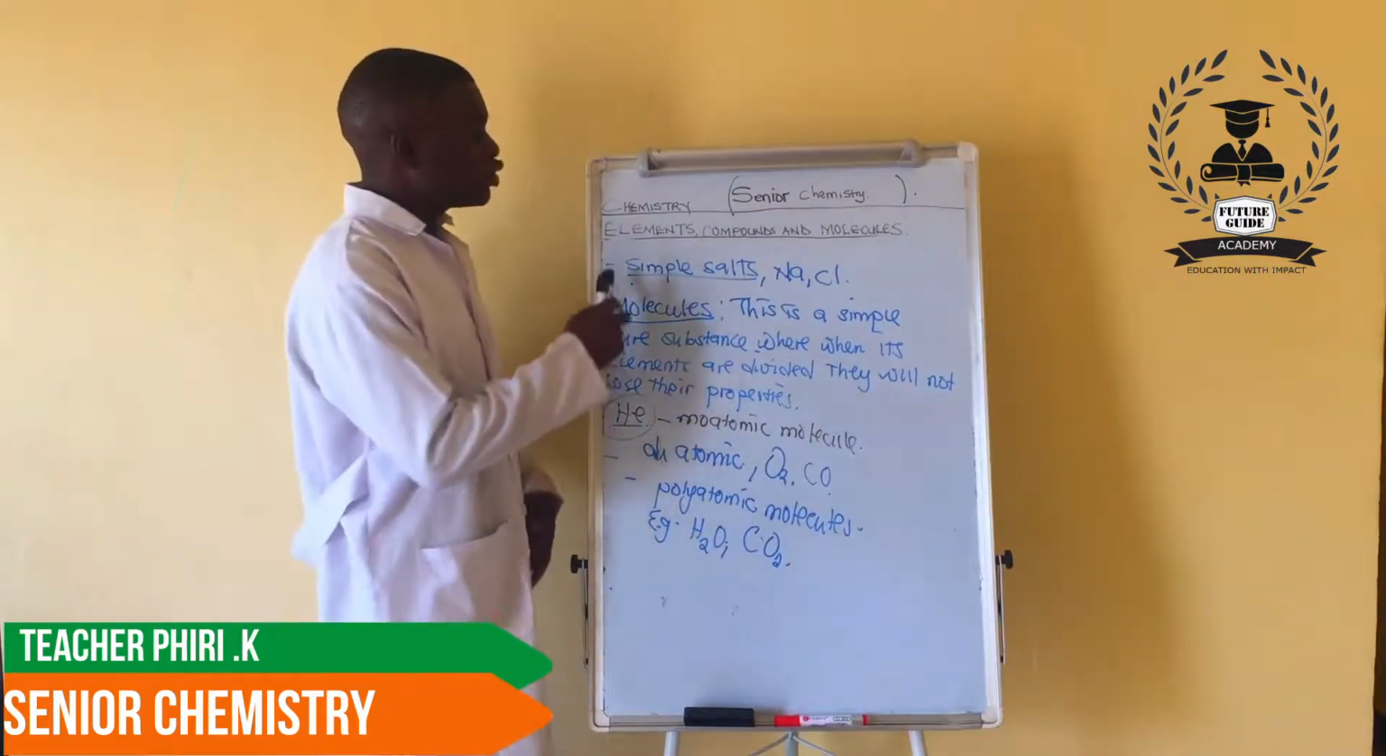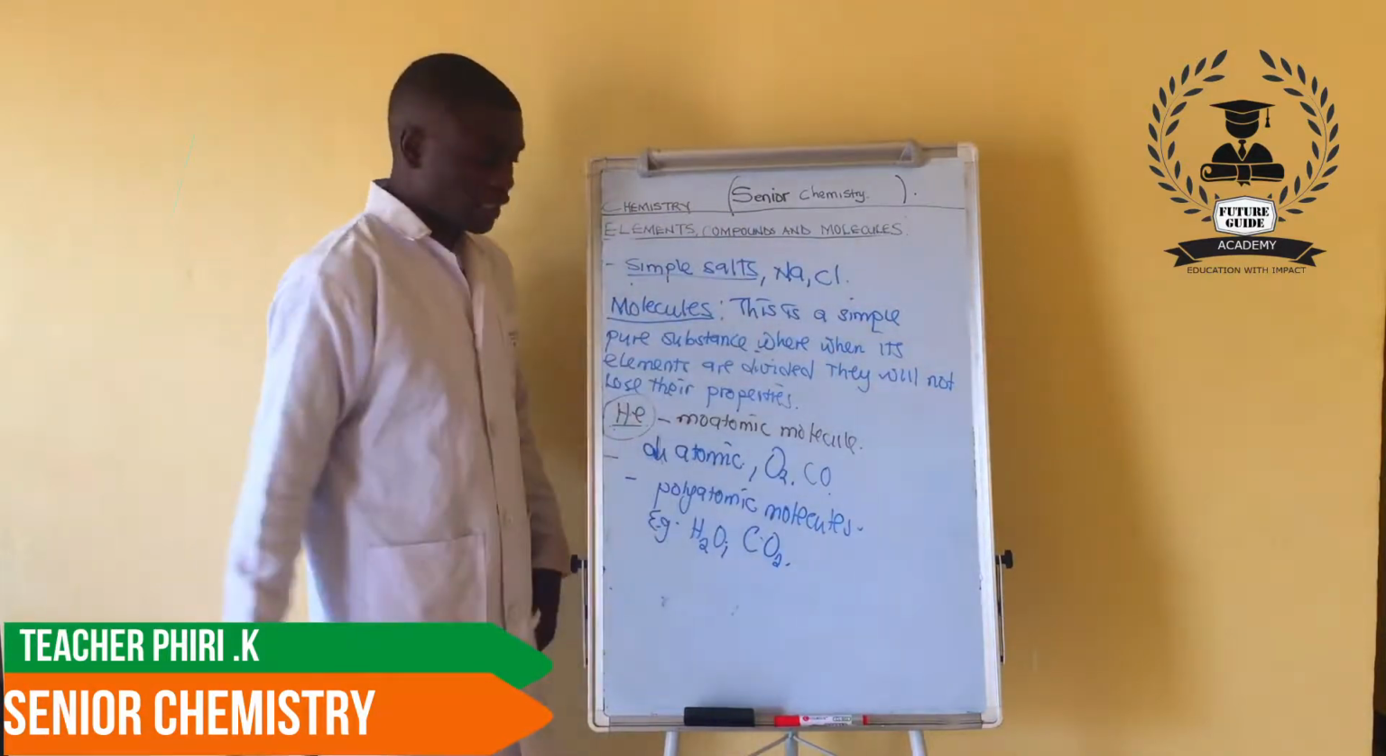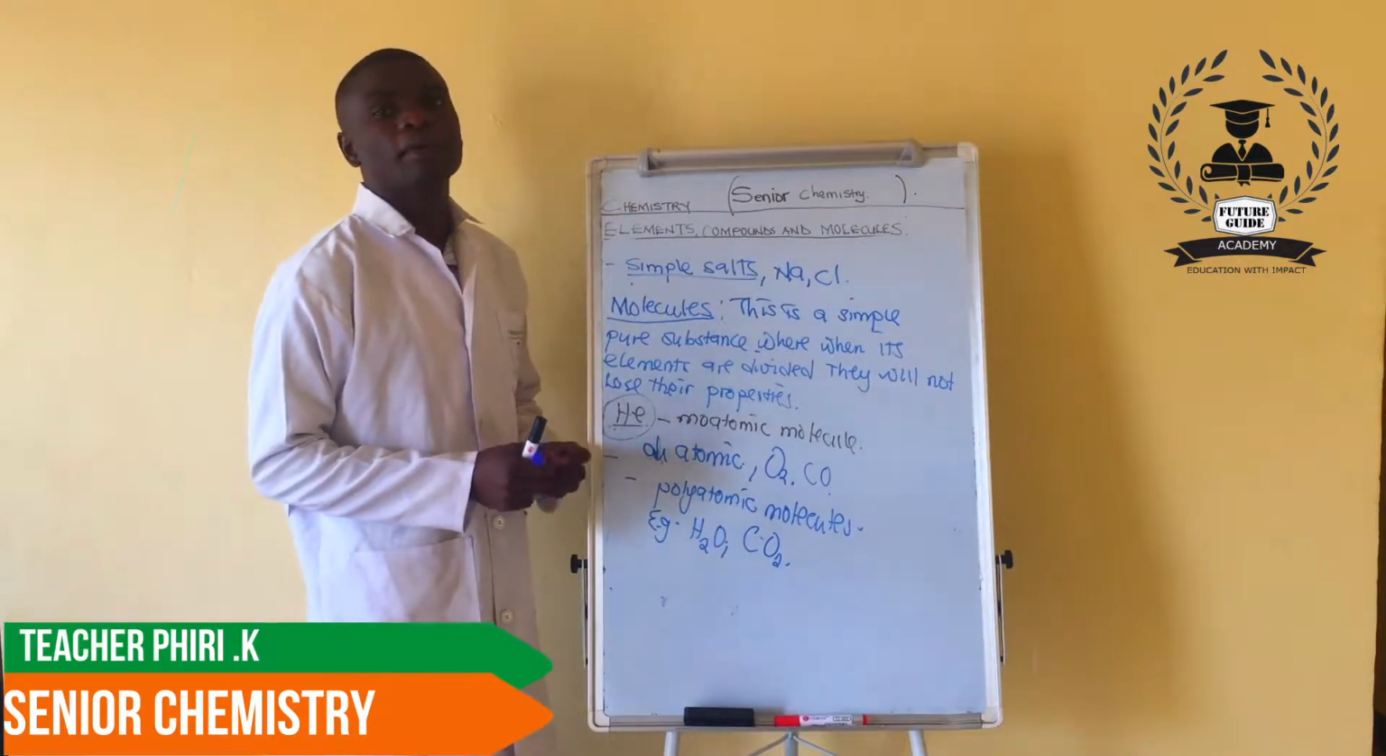By now, you should be able to define what an element is, what a compound is, as well as what a molecule is, including their examples.